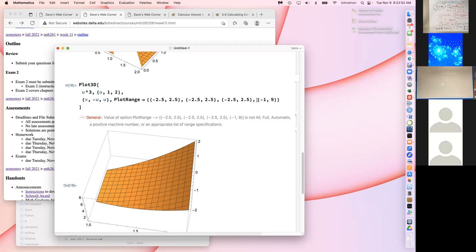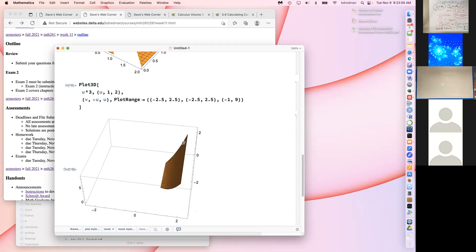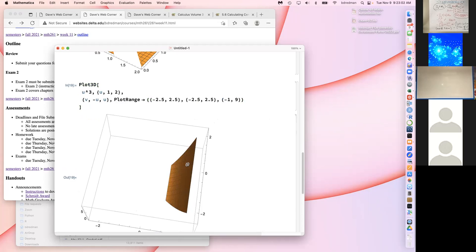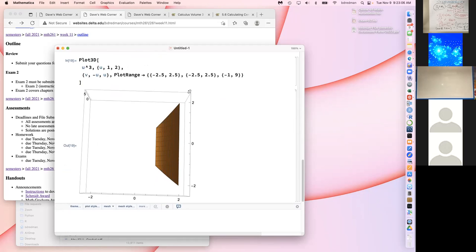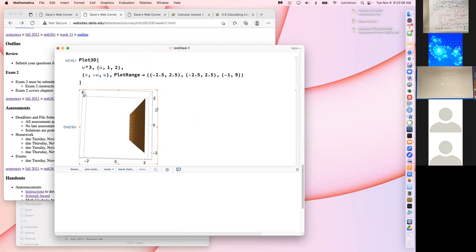I have too many objects inside here. Yes, you're right. Thank you. Okay, do I have everybody lined up correctly now? Yeah, there's that little space right there. There's the surface above the region.